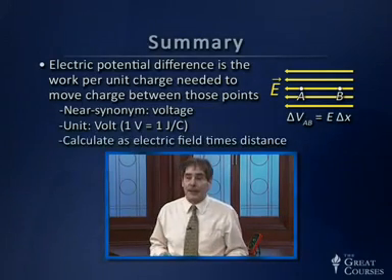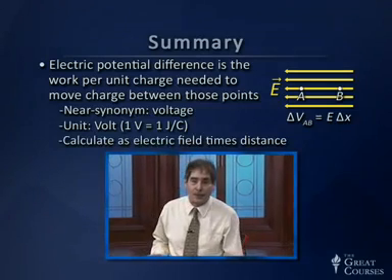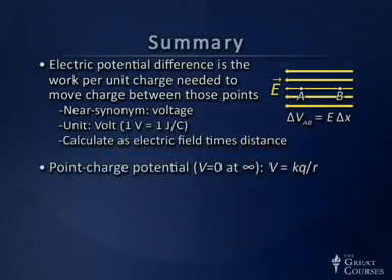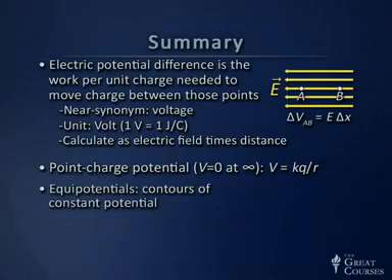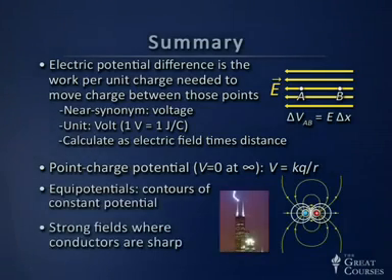We can calculate the potential difference as the electric field times the distance, at least in the case of uniform electric fields. The point charge potential falls off like 1 over r. The work per unit charge to move from infinity to a distance r from a point charge. Equipotentials help us describe contours of constant potential. And finally, we get strong fields where conductors are sharp and we can understand that in terms of drawing the equipotentials around those sharp corners.